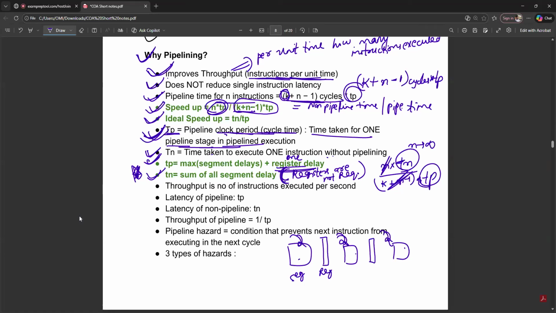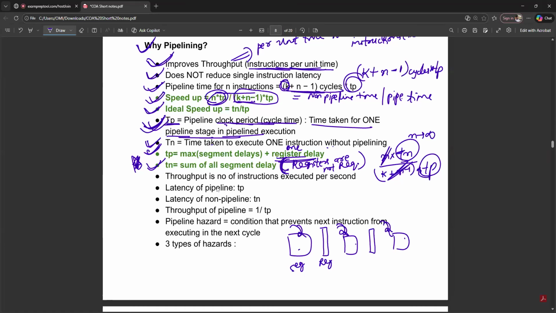Now, what is the latency of pipeline? TP. What is the latency of non-pipeline? TN. Latency means time. What is the throughput? It is 1 divided by TP.